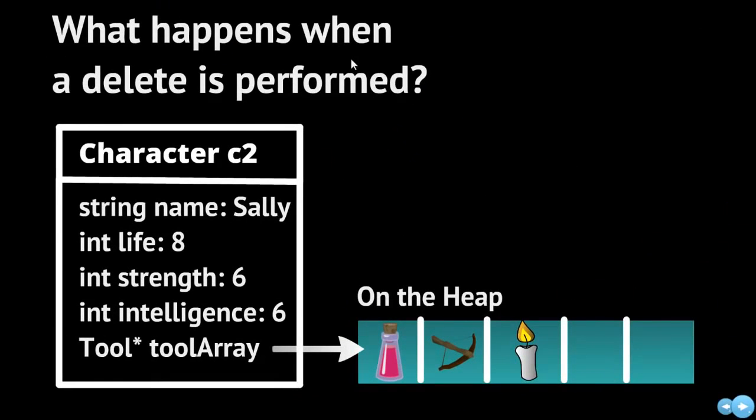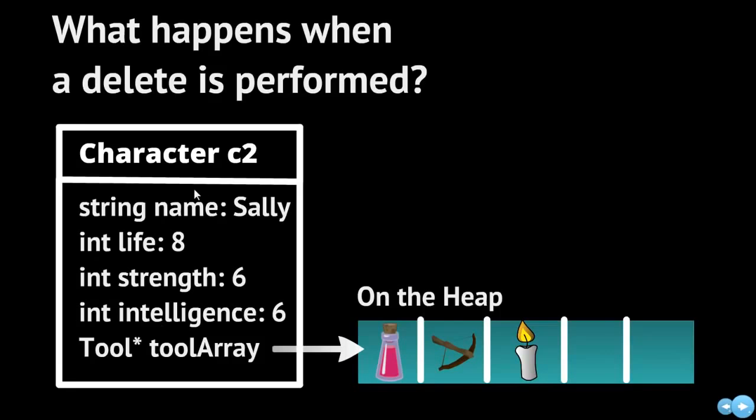All right, so let's take a look at what happens whenever we perform a delete operation. We have a couple of scenarios here, but they really result in the same thing occurring. This character C2, at least this portion that I'm moving my mouse over, could exist either out on the stack or out on the heap. This particular tool array, we're saying, is always going to exist out on the heap for this example.